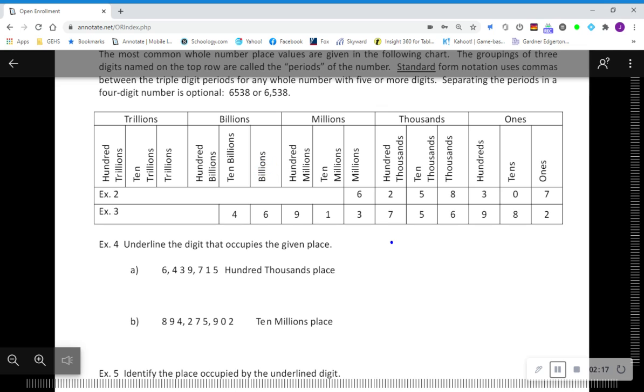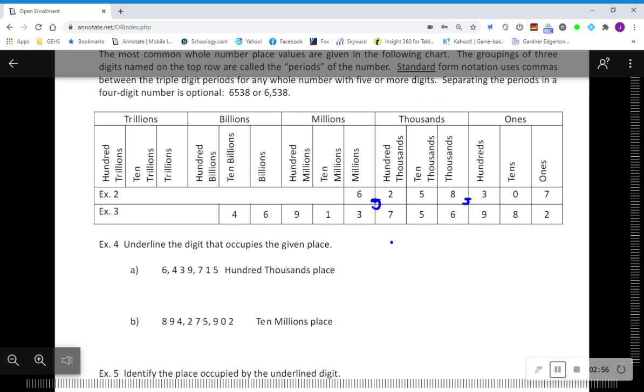We group these, and the groups are called periods. We have the billions period, and it would consist of 100 billions, 10 billions, and billions. And then the millions period is 100 millions, 10 millions, and millions. And you want to separate these with commas. So starting on the right, you group them by groups of 3 digits at a time here. And you have the 6 millions. This would read 6,258,000. You read the period when you get to the end of the next comma.